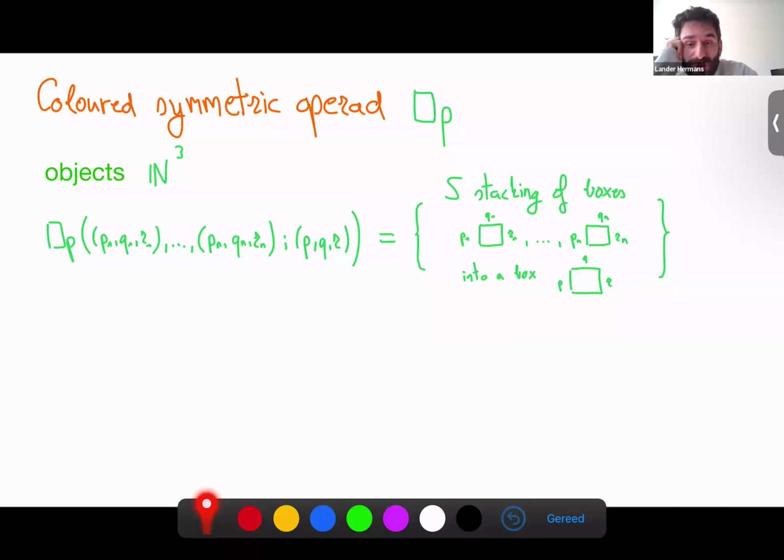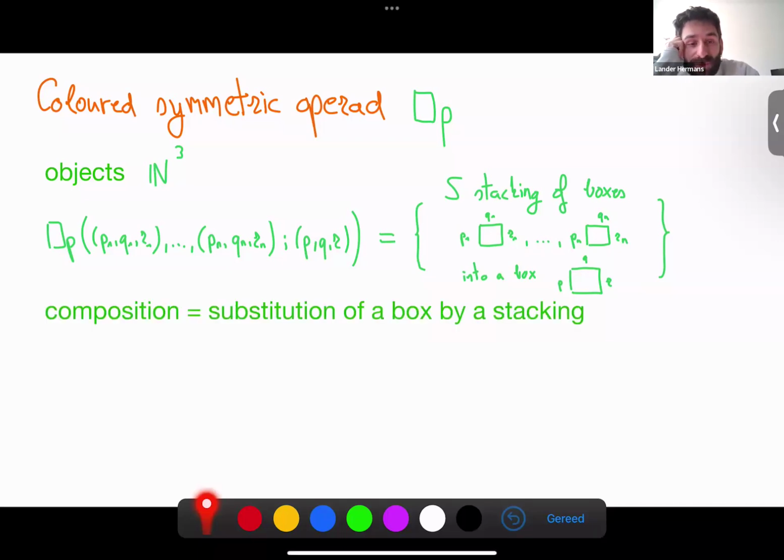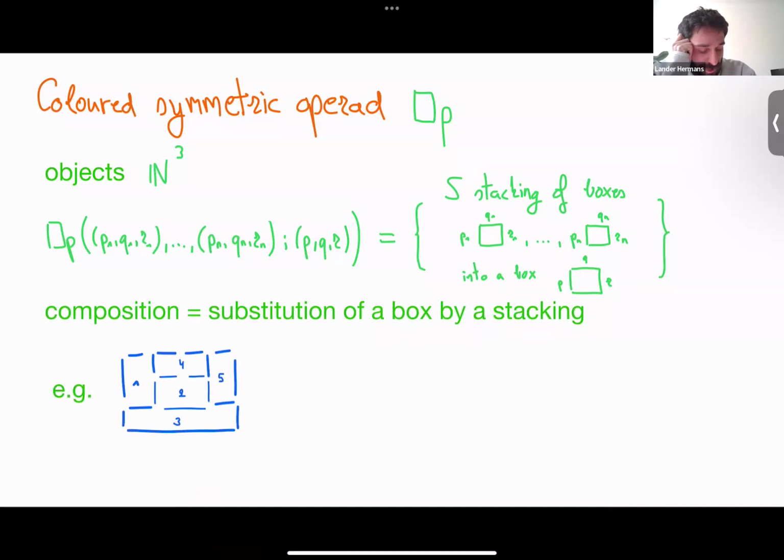For an operad, we need a composition. And in the case of nonplanar operads, this happens with trees and substitution of a tree in a vertex. So in our case, we will work with what's called substitution of a box by a stacking. And I think you can intuitively see how that would happen. So let me give you a very concrete example.